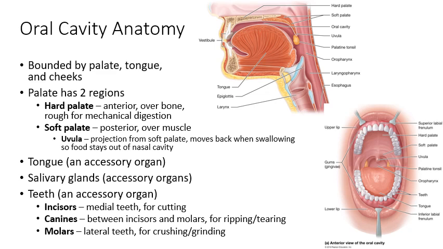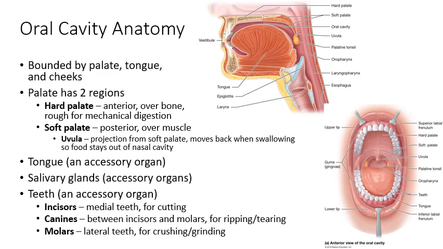Then behind that, or posterior to the hard palate, you have the soft palate, which is tissue stretched over muscle instead of bone, so it's soft. Then coming off of the soft palate, you have the uvula, which is a little flap of tissue that's designed to cover up the passage up to the nasal cavity when you swallow, so that food will not go up into your nose as you're swallowing it. It'll go down into the pharynx and esophagus.